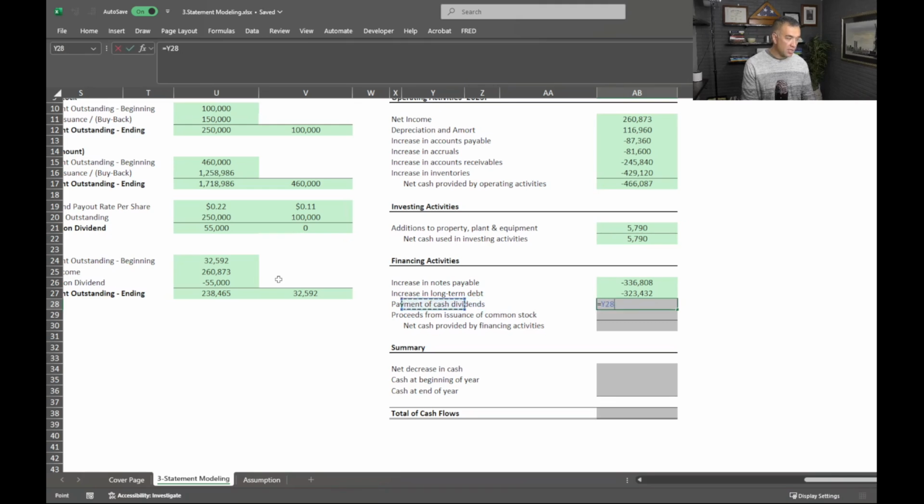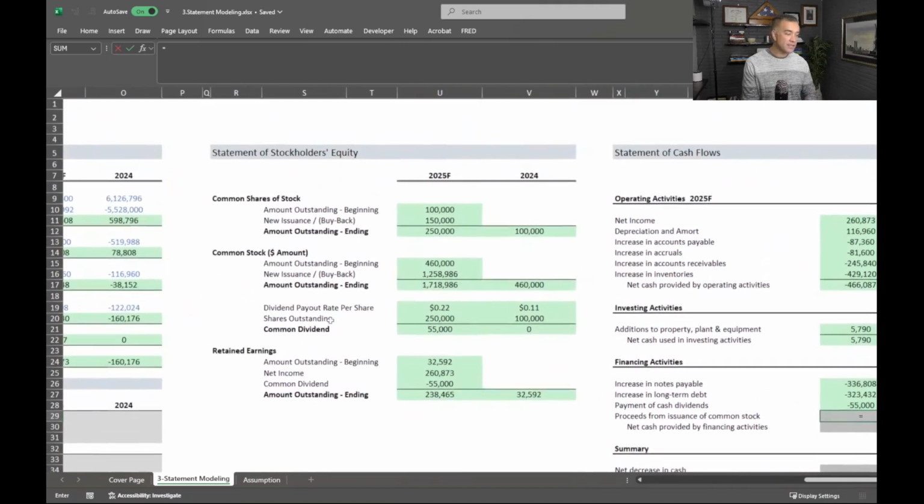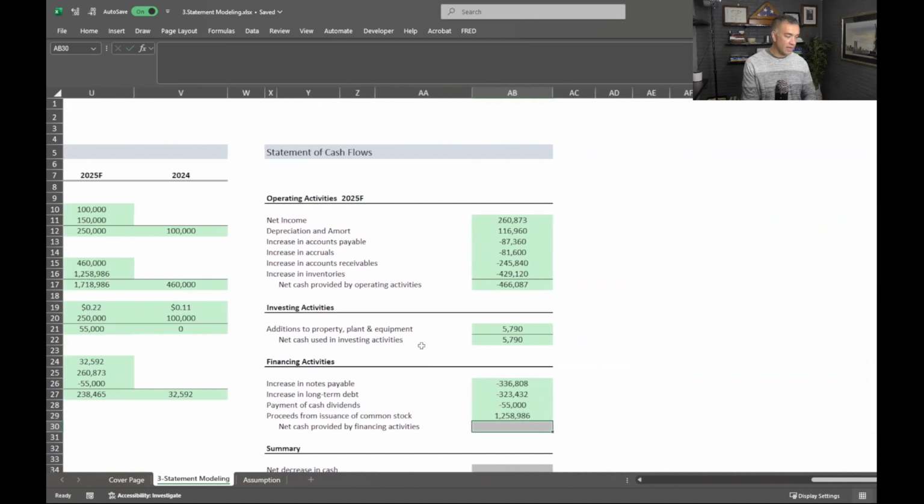So I'm going to go equals. I'm going to find the dividend payment. There's two places to find it. We have the dividend there. I'm going to take this one because it's already a negative. Proceeds from issuance of common stock. So to raise funds, this is considered part of the investment, right? To raise funds, we had to issue new common stock. So we want to know how much money did we raise from issuing the 150,000 shares? Well, that's going to be right here. That's that 1.2 that we figured out.